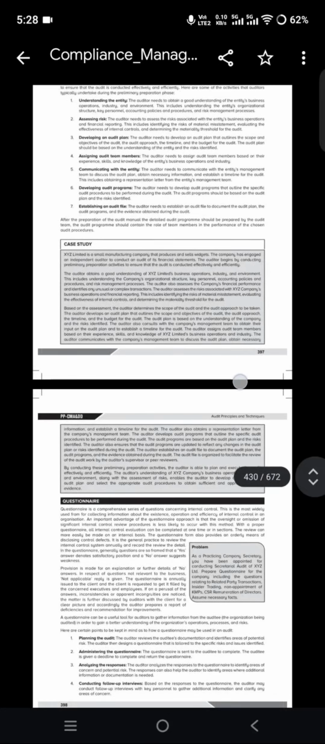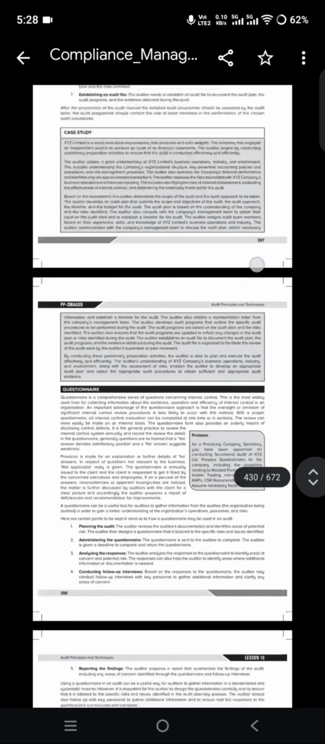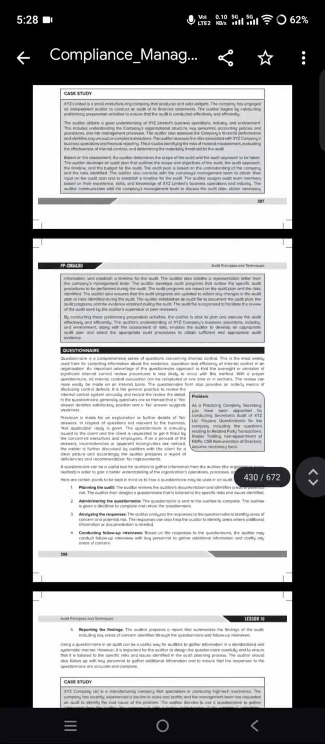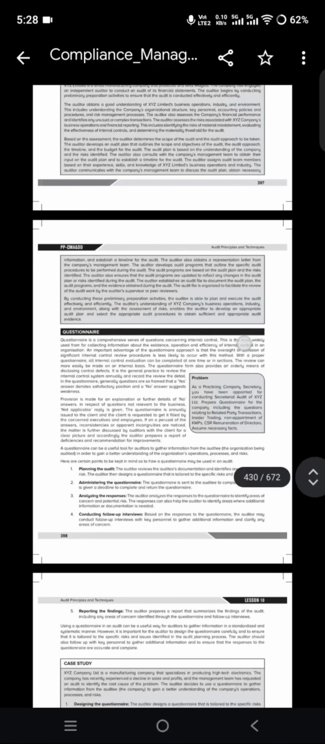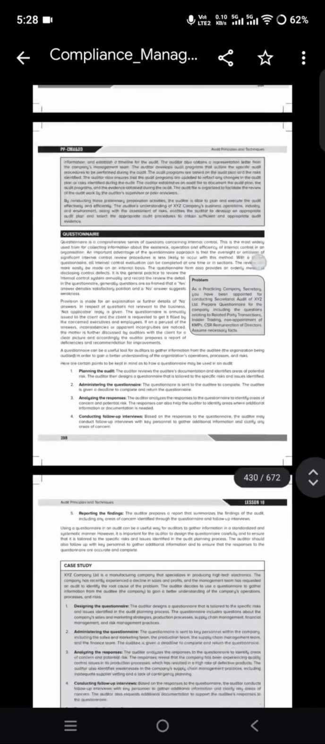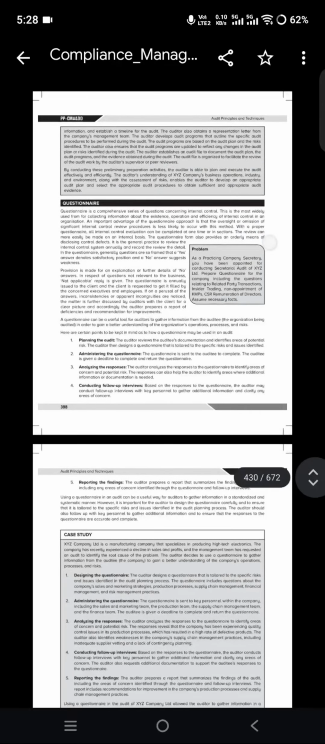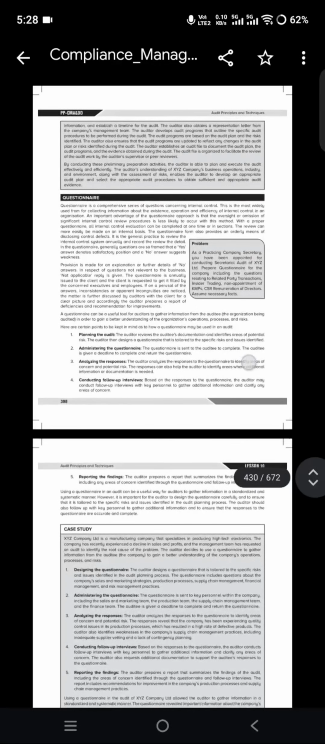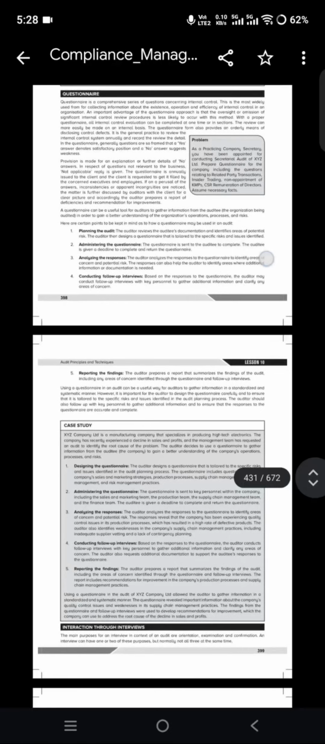And next, questionnaire. If questionnaire related any question comes, intro, first line, questionnaire is a comprehensive series of questions concerning internal control. And in the first para itself, last line, generally questions are so framed that yes answer denotes satisfactory position and no answer suggests weakness. This also we can add in intro. And what is questionnaire? Questionnaire is a useful tool for auditors to gather information from the auditee. Why is it being used? In order to gain a better understanding of the organization's operations, process and risk.